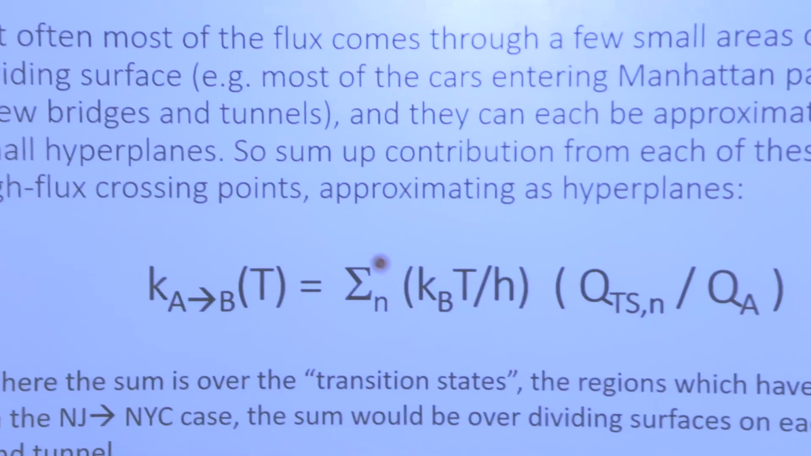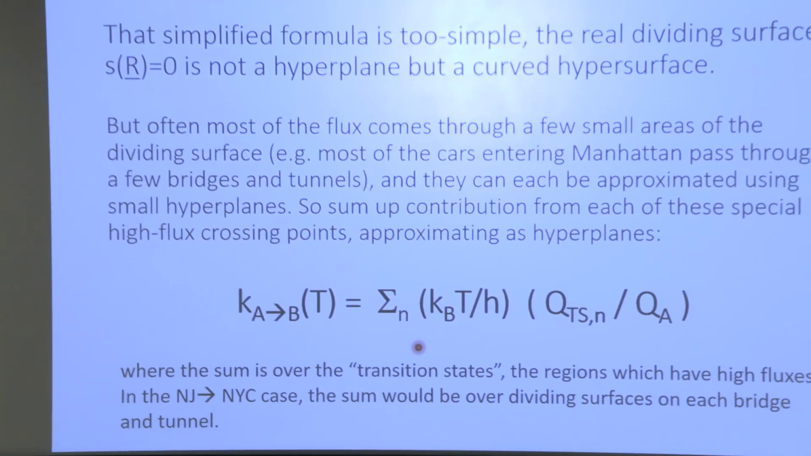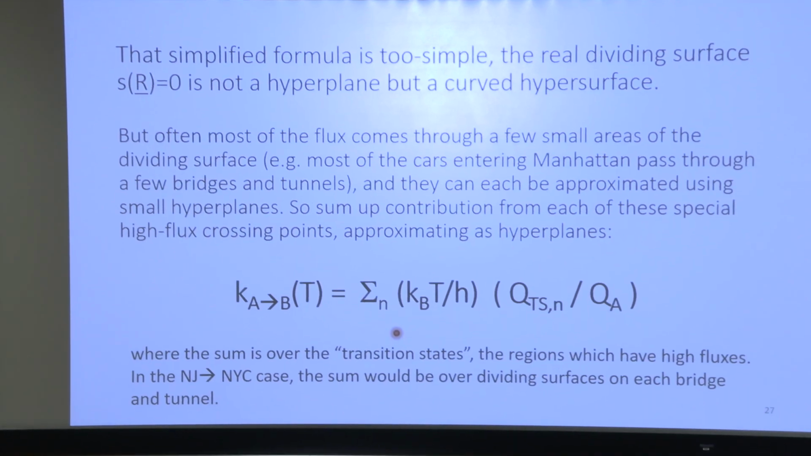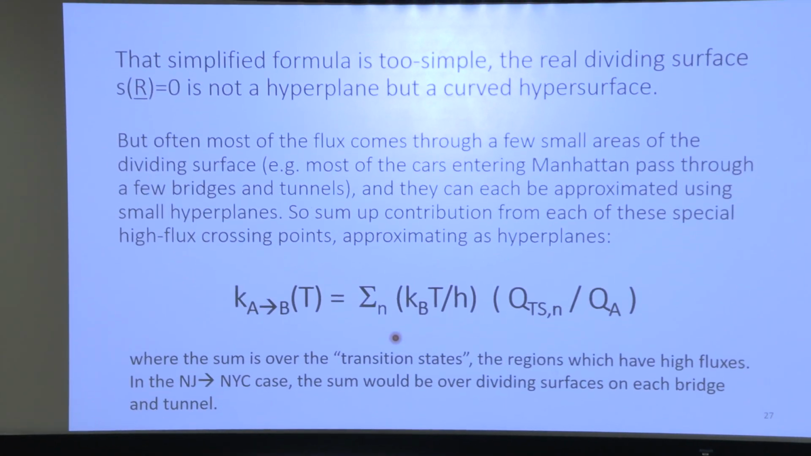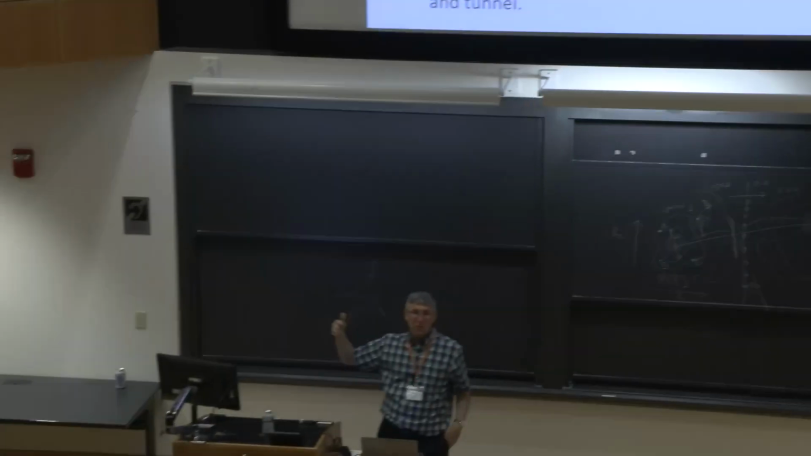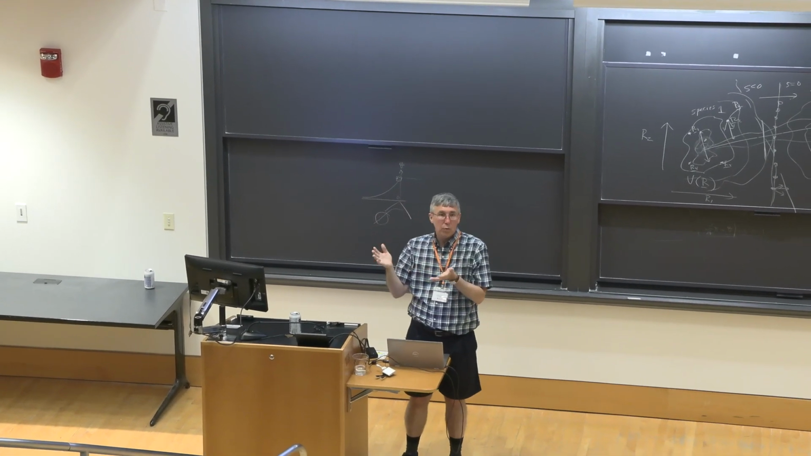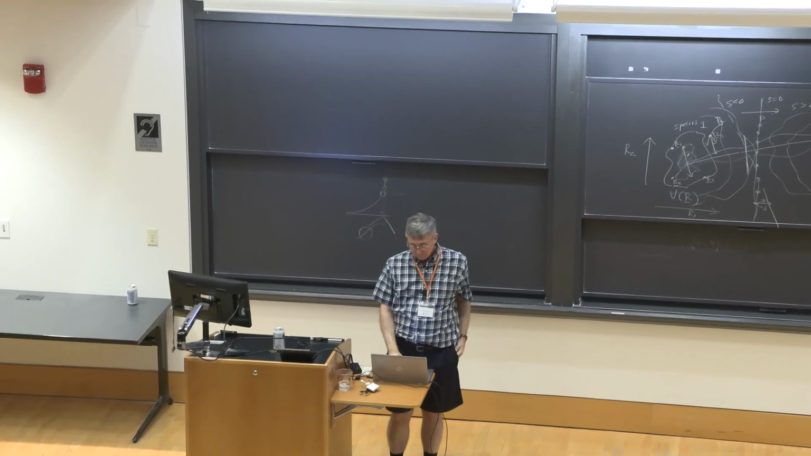So to do that, we just sum up over the transition states. Just like if you were doing the counting from New Jersey to New York, you would sum up over George Washington Bridge plus Holland Tunnel plus Lincoln Tunnel plus the Outerbridge Crossing. You'd add up all those different fluxes, and then the sum would actually be the total flux. It's the same idea.